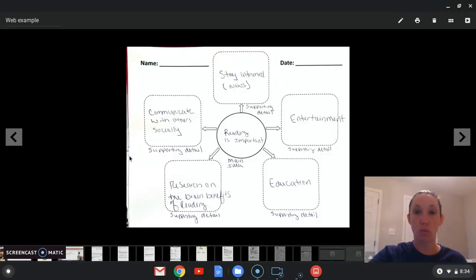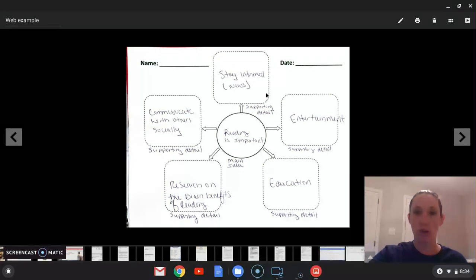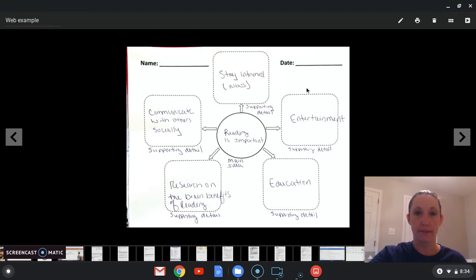Okay, so this is one I made on why reading is important. So I said that reading is important because it helps you stay informed, it's good for entertainment, and for education. And then you can see that these are going to be some supporting details. I need to add the supporting details. I didn't get that far. But here's my main idea, and then here's what I'll put in my body paragraphs.